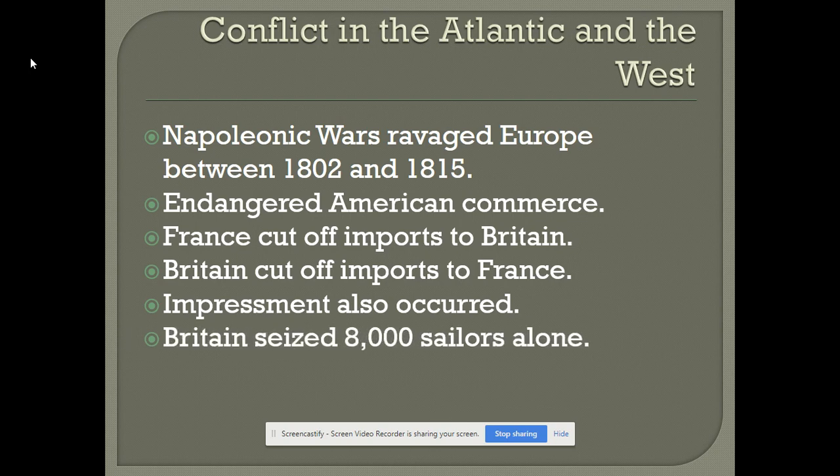So Britain alone seized 8,000 sailors. Can you imagine 8,000 American sailors just getting captured? But that's how bad things were. Now, if this were in modern times, the United States is far stronger. We would have stood up to Britain much sooner. But you have to realize that we're still a young, toddler nation, so to speak. I don't know if we're still in the infant stage, but we're growing rapidly, but still not the big kid on the block yet.